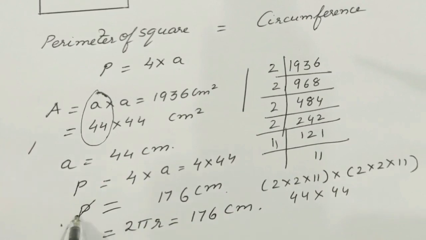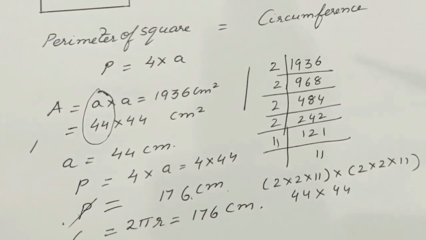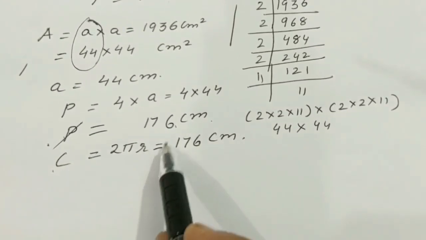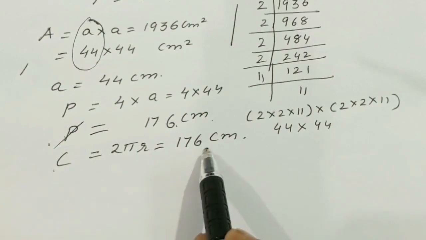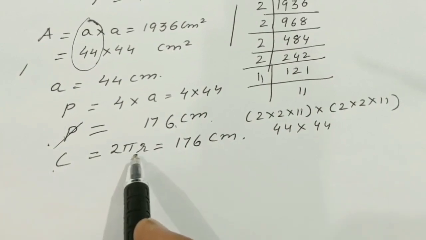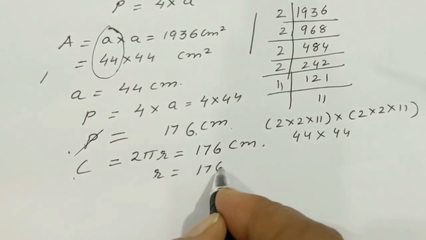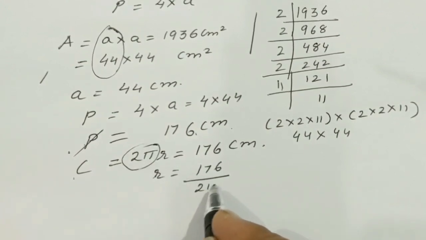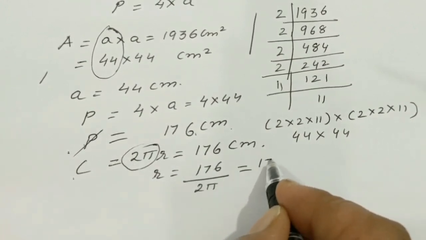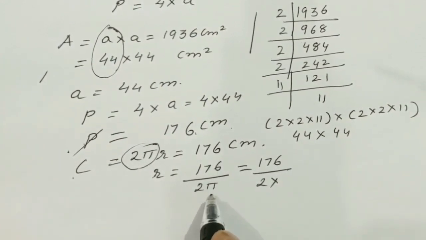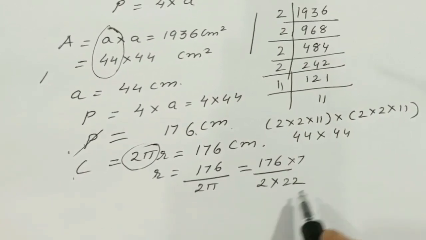Clear, children? As the perimeter of the square equals the circumference of the circle, we can say circumference equals 2 pi r, which is equal to the perimeter of the square, that is 176. From here we can easily obtain the radius. So what is the radius? Radius equals 176 by 2 pi. Substitute the value. 176 by 2 into pi means 22 by 7. When you divide by 22 by 7, the next step is to multiply by its reciprocal. What is the reciprocal of 22 by 7? 7 by 22. Now simplify.